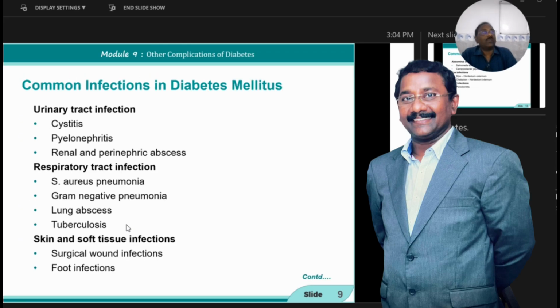Okay. So these are the common infections in diabetes mellitus. So what are the common infections? You all know that urinary tract infections are very common, especially in women.